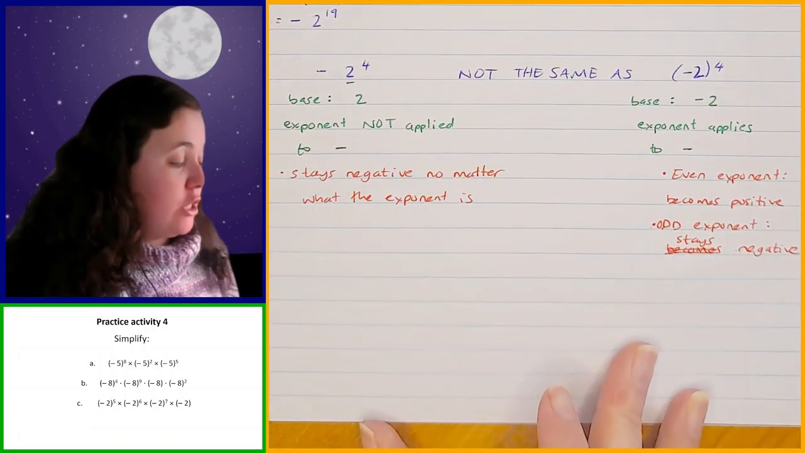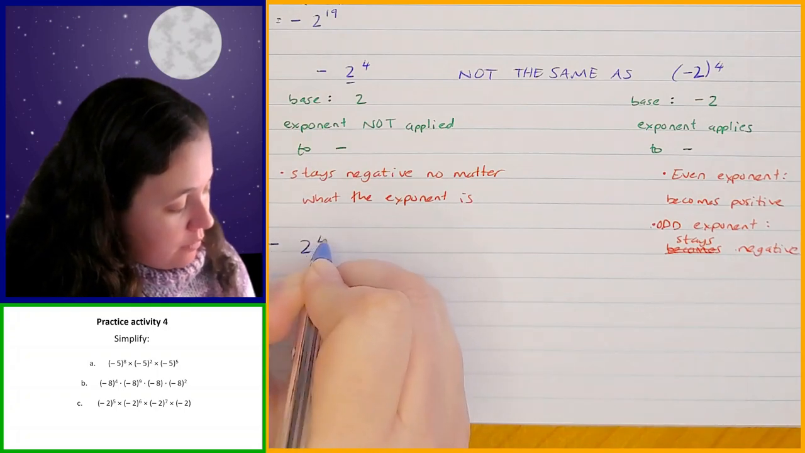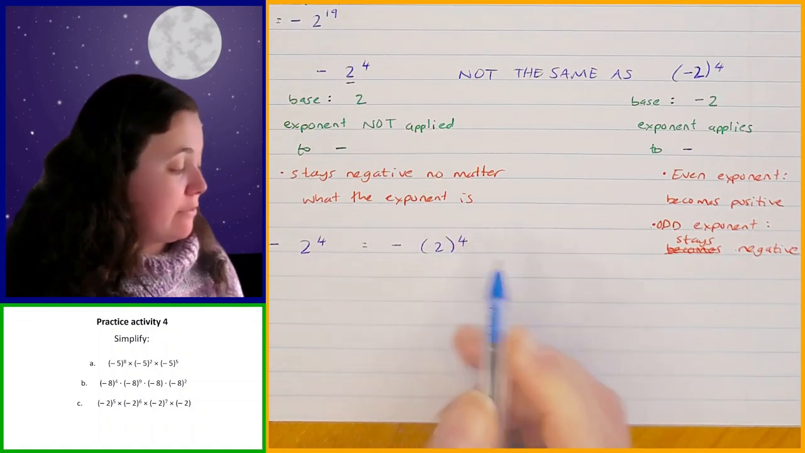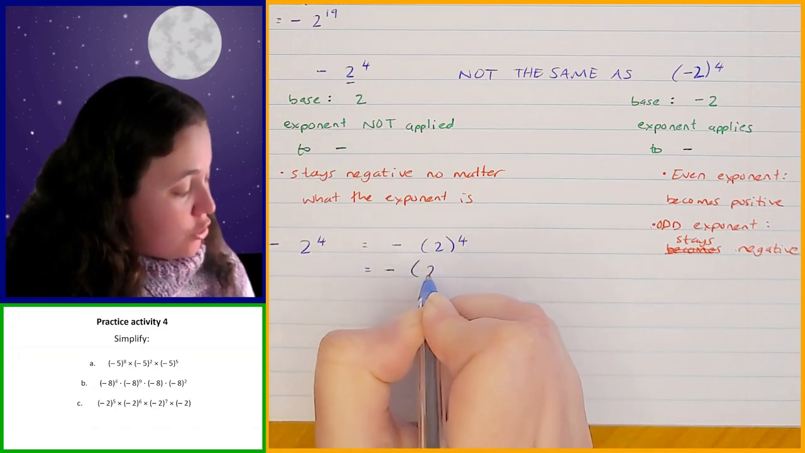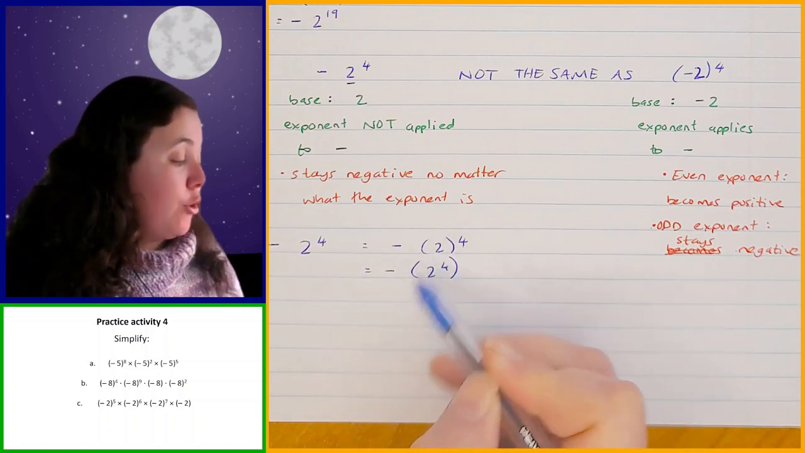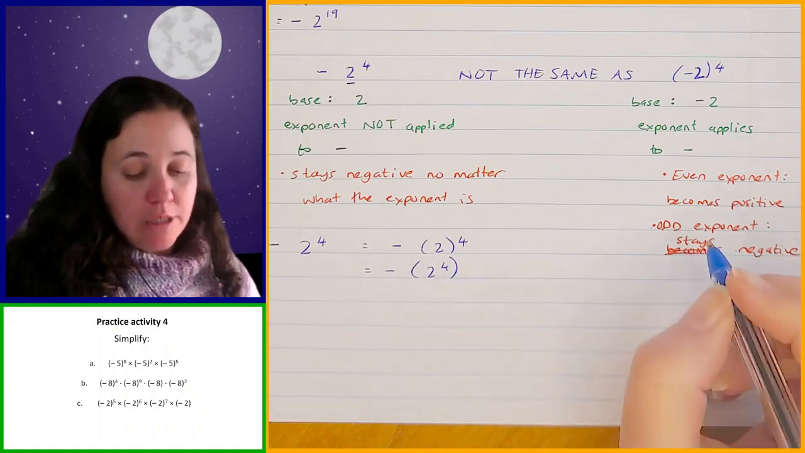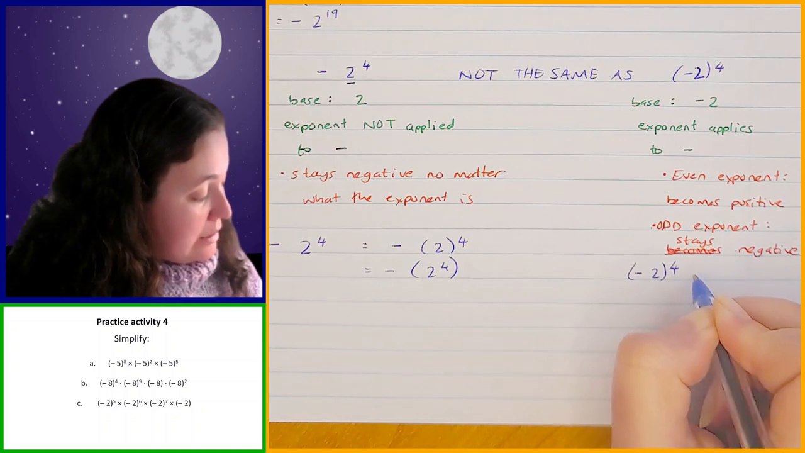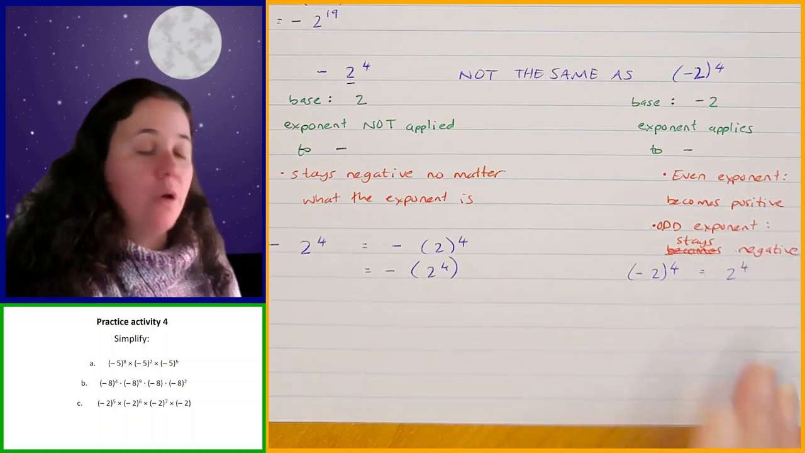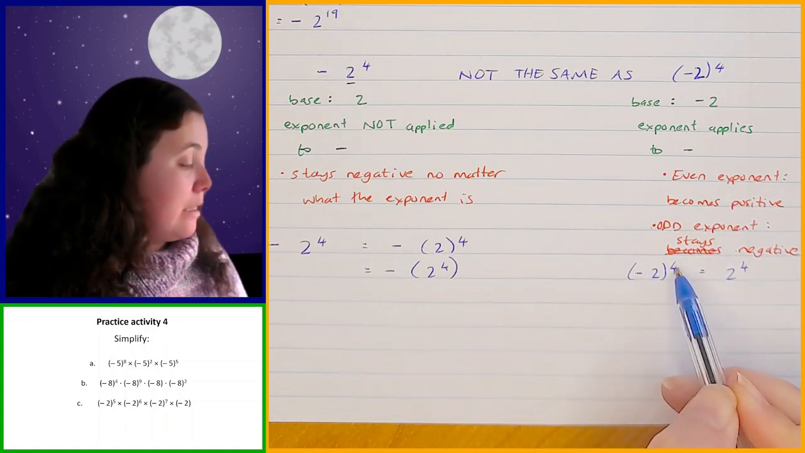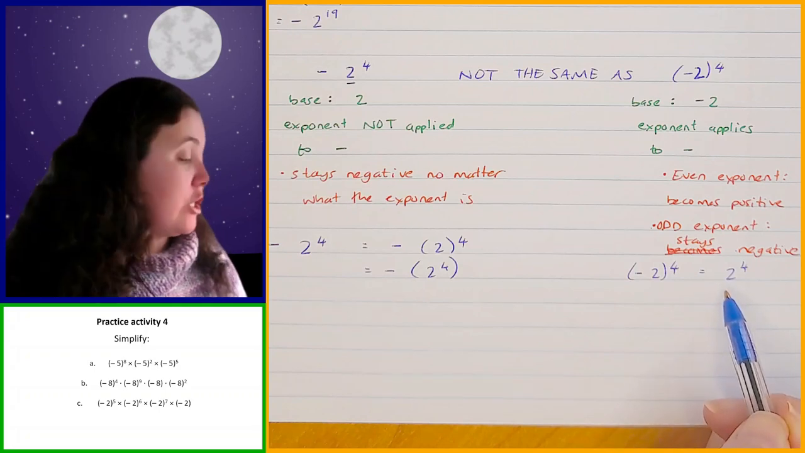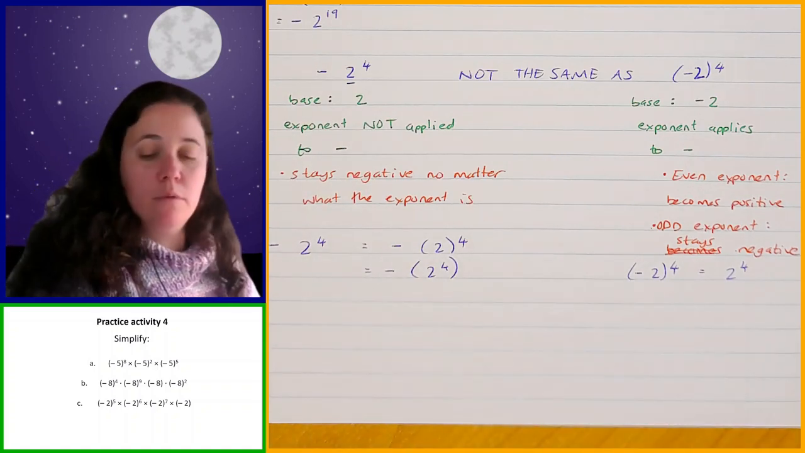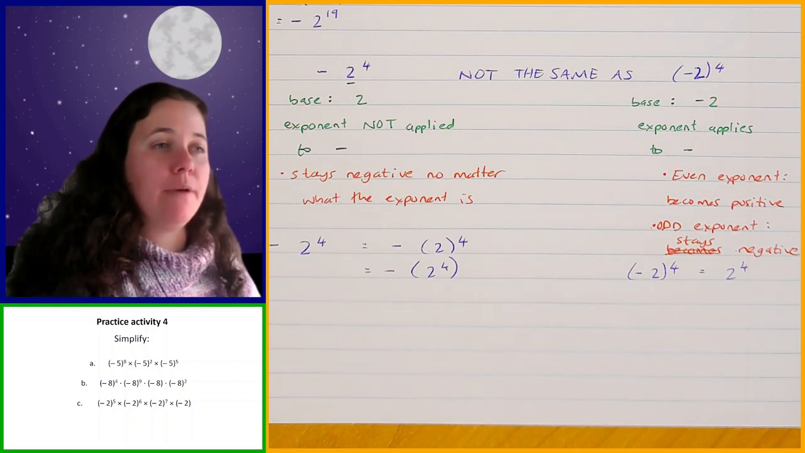So this could also be written over here, negative 2 to the power of 4 could be written as negative 2 to the power of 4, where I'm showing the 2 is the base of the 4. It doesn't matter which way around it's written, they both mean the same thing. Whereas this one, negative 2 to the power of 4 in brackets, simplifies to 2 to the power of 4. Because the negative is inside the brackets, and the exponent is even, it changes to a positive answer. So that is something you need to be aware of when we do our next example over here.